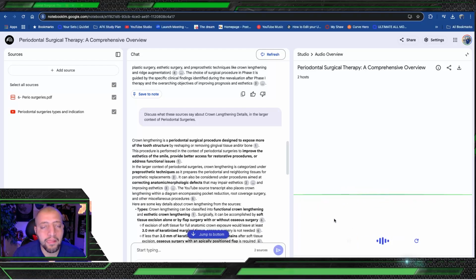Oh yeah, let's hear it. Nice. Okay, so I read about apically positioned flap and coronally positioned flap, and I'm so confused. Can you tell me the indication, contraindication, and when we do each type of surgery?